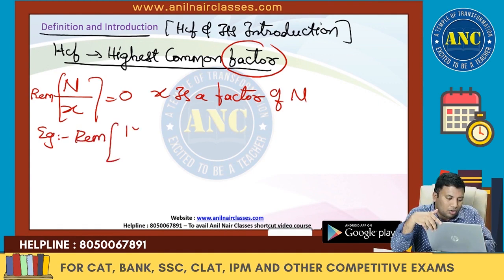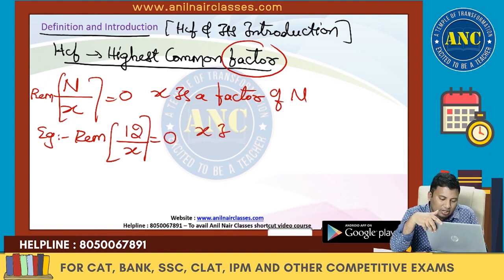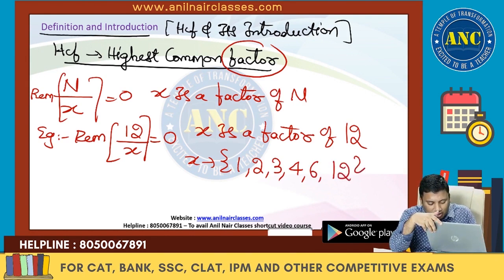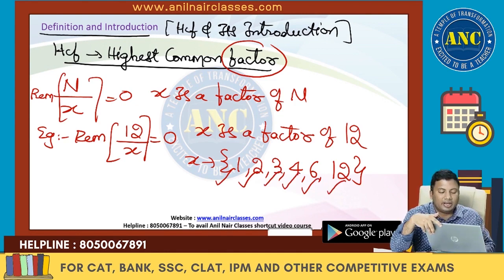For example, 12 divided by x gives remainder 0. So the meaning is x is a factor of 12. What are the factors of 12? 1 is a factor of 12, 2 is a factor, 3 is a factor, 4 is a factor, 6 is a factor, and 12 is also a factor of 12. So x can take the values 1, 2, 3, 4, 6, and 12.